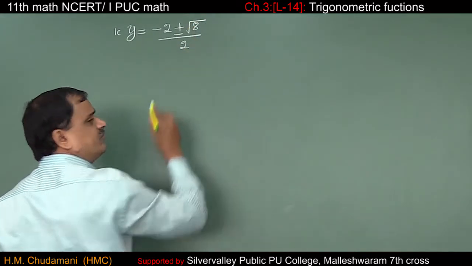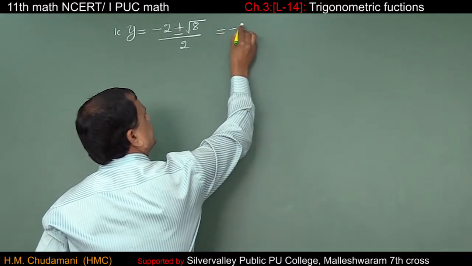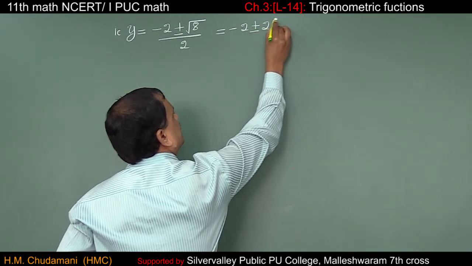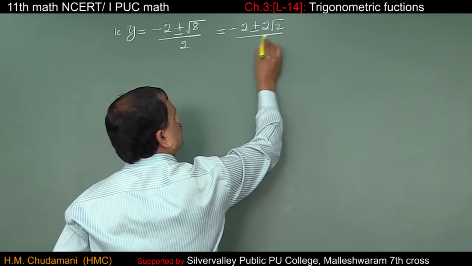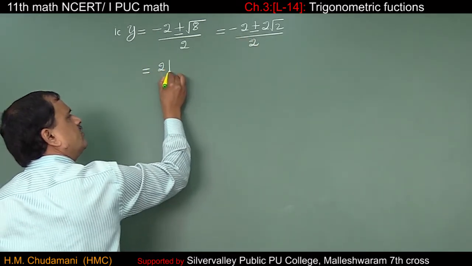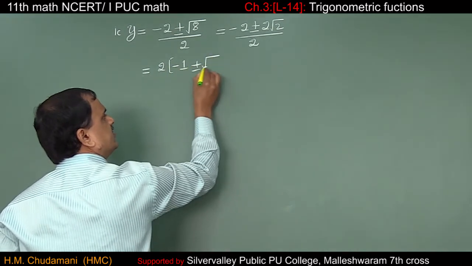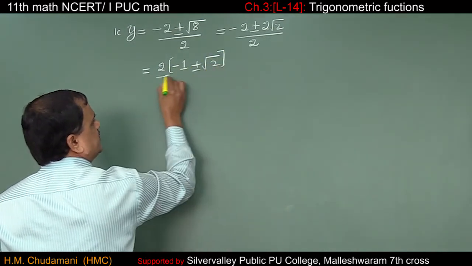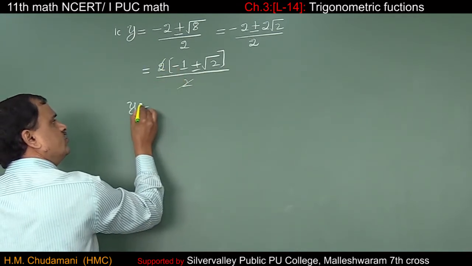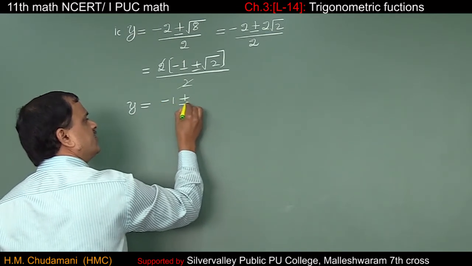4 can be written as 2 into 4, we know that root 4 means 2. So plus or minus 2 root 2 divided by 2. If I take 2 common, minus 1 plus or minus root 2 divided by 2. So 2 gets cancelled, so that y is equal to minus 1 plus or minus root 2.